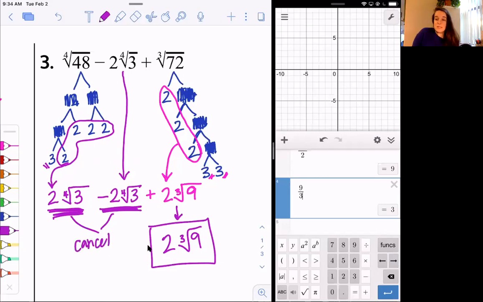So we had more steps this time, but the same idea, right? Same idea. We still first, we were simplifying. And second, we were combining like terms.